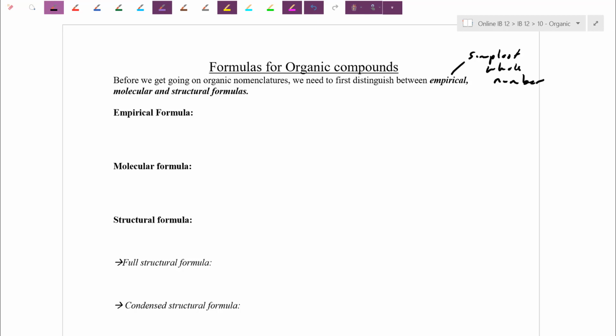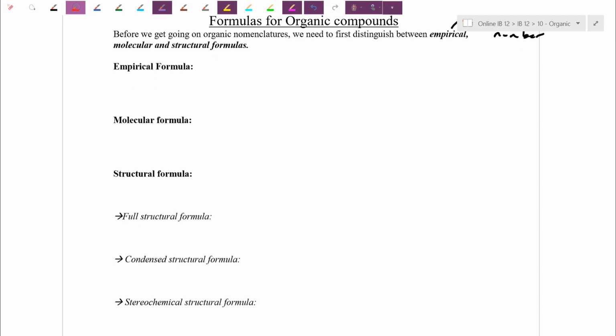We actually want more, so a molecular formula. I actually want to know how many atoms are in the compound. So let's just start from there. Empirical formula, like I mentioned, unfortunately it's been simplified. So simplest whole number ratios in your compound.